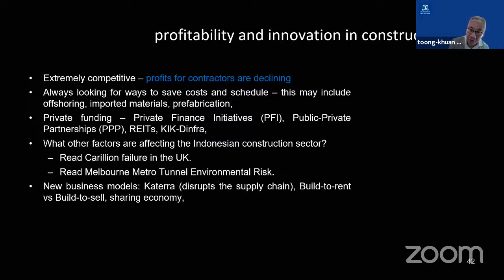Now, those of you who are interested, I would suggest that you can also look at how large construction companies fail. Carillion in the UK was a very spectacular failure. It was one of the preferred contractors of the government. The government continued to give them projects even though they were in financial distress, but eventually the company failed. So the government was blamed for giving Carillion lots of projects even though they were at the brink of failure.